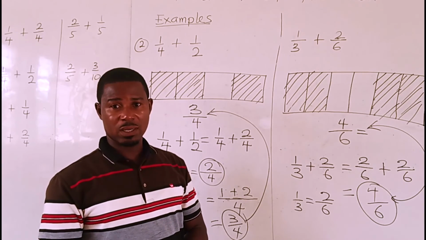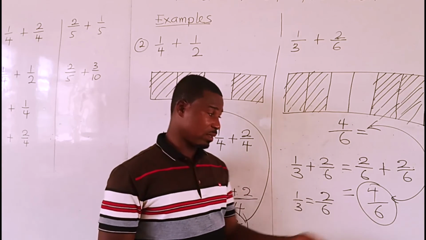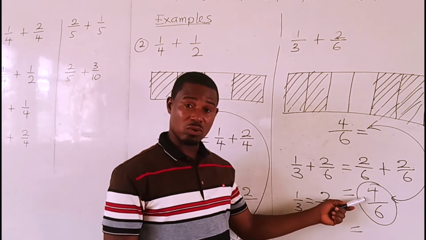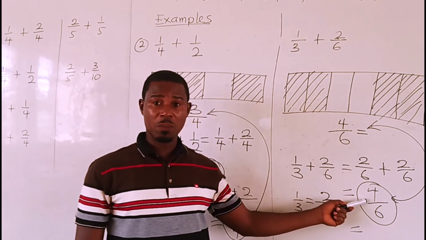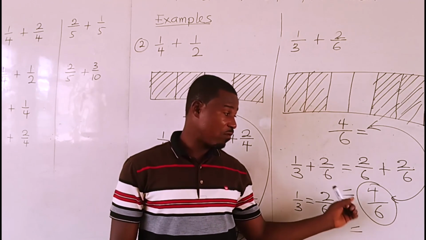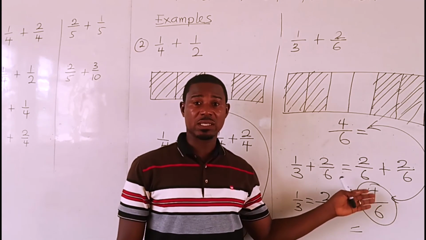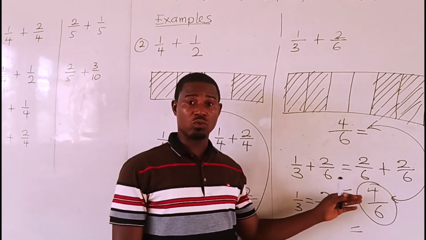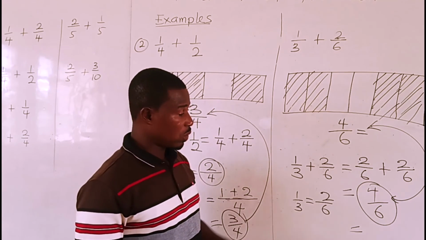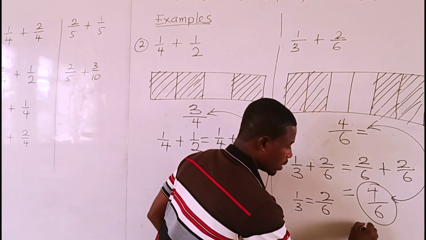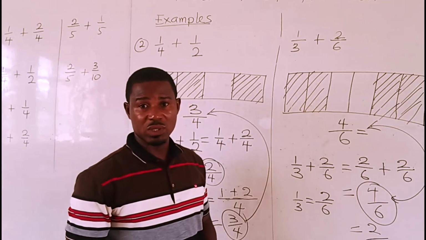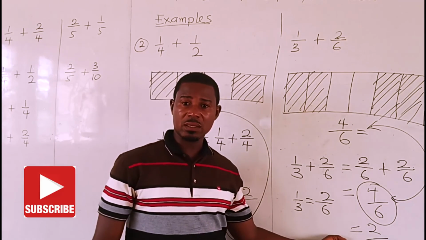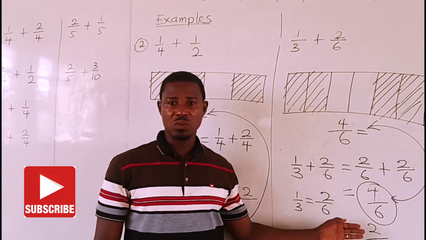There is nothing wrong with simplifying this answer. To simplify it, you look at a number that serves as a factor of 4 and 6. That factor will be 2. 2 into 4 will be 2, and into 6 will be 3. So our answer simplified is 2/3.